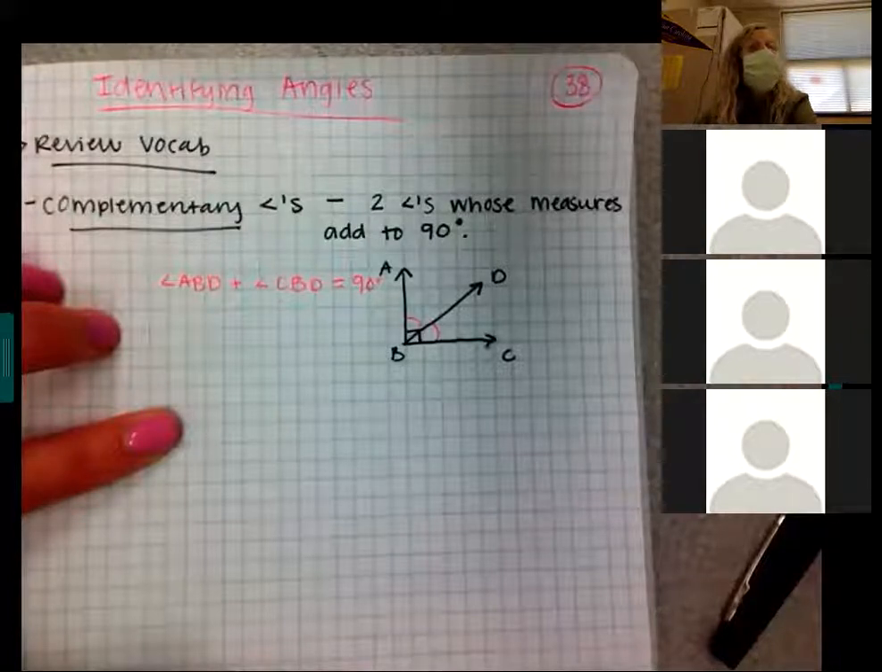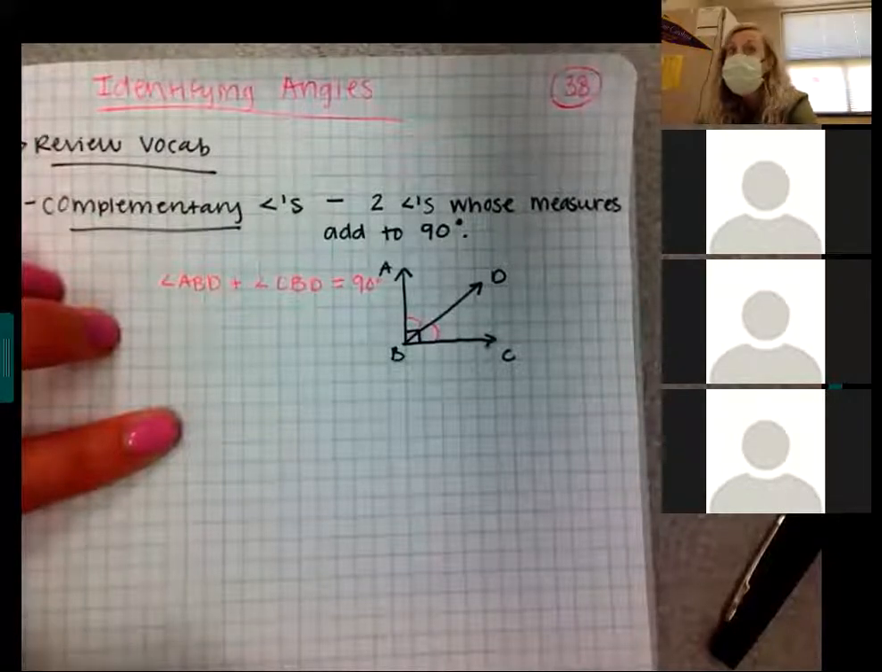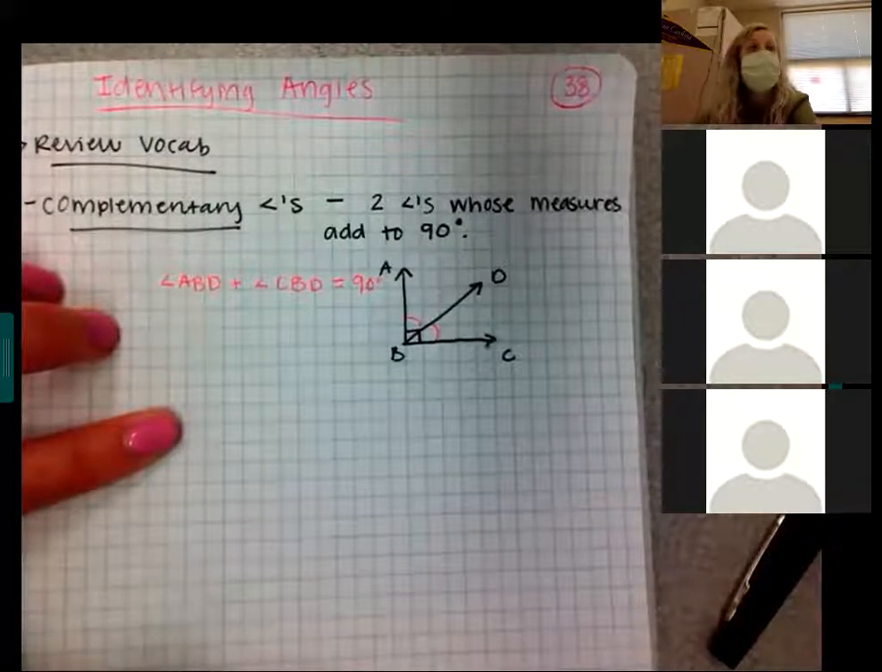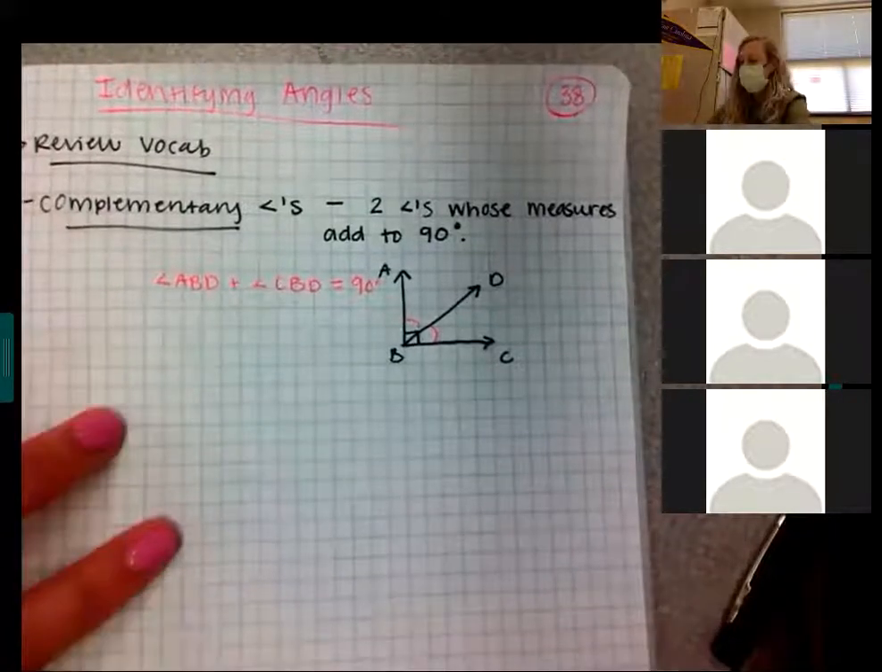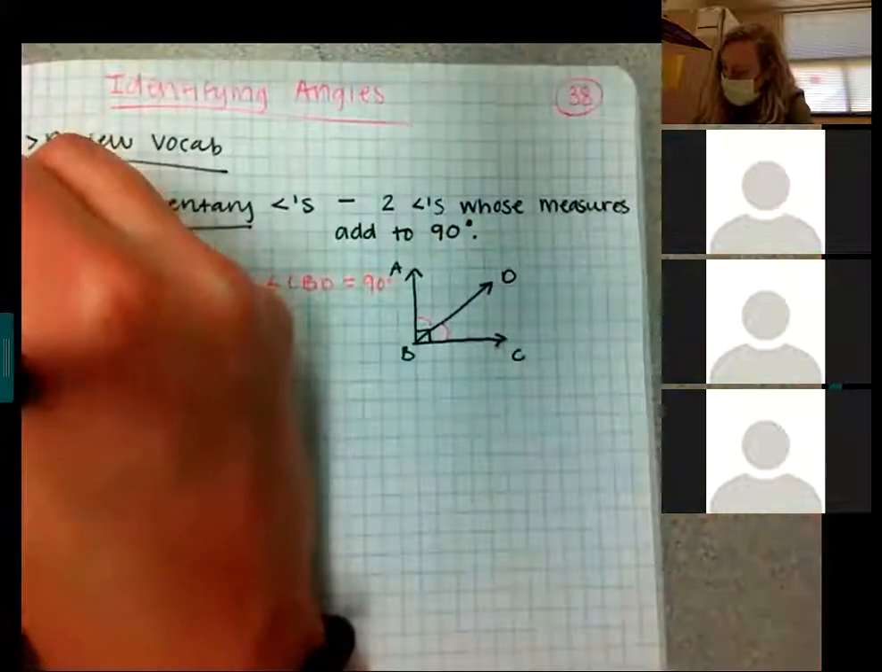If I told you, listen carefully, I don't want to have to repeat myself a bunch today. Y'all seem a little unfocused. ABD is 70 degrees. What would CBD be? Good, 20. Oh, you got to listen. Pay attention. All right, complementary angles, we should be good with that.